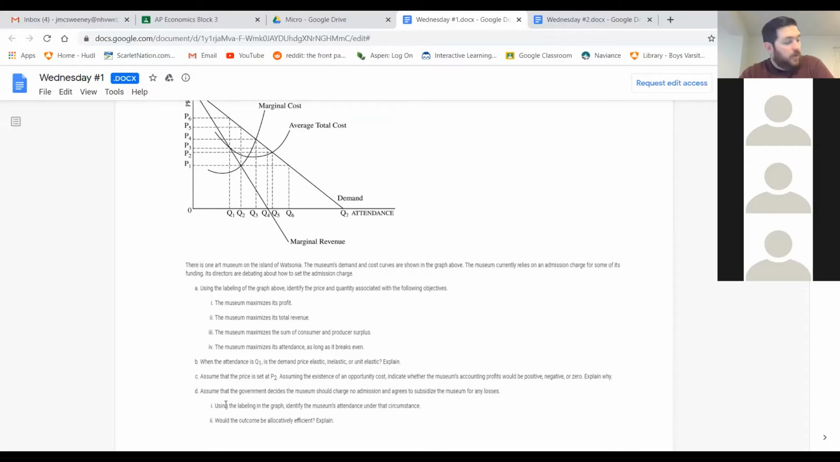The next portion is worth 2 points, and the answer is this. Would the outcome be allocatively efficient? The answer is no. And the explanation is that allocative efficiency is where price is equal to marginal cost. At Q7, price is not equal to the marginal cost, okay? So we can just say at this point that price is not equal to marginal cost, and therefore it's not allocatively efficient. So you get 2 points for that.